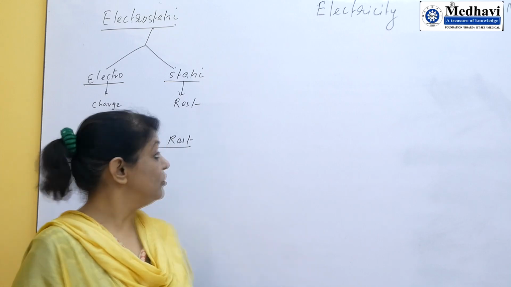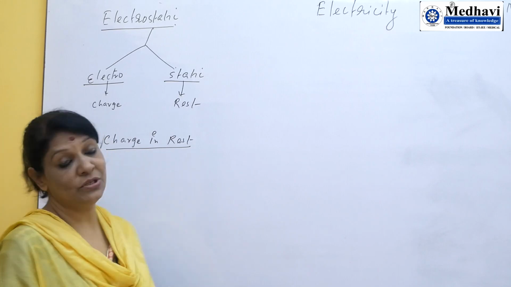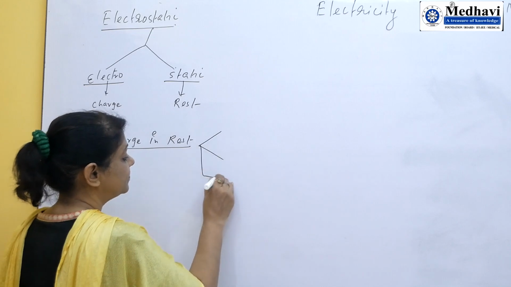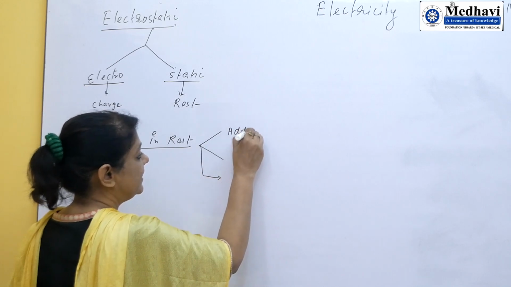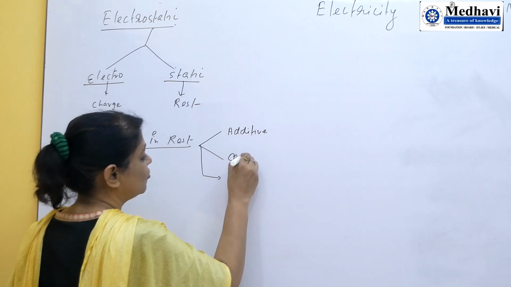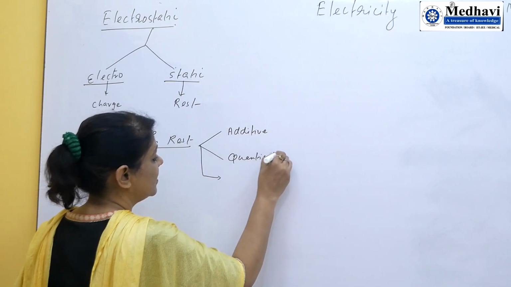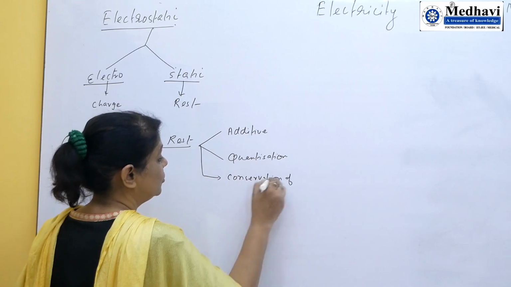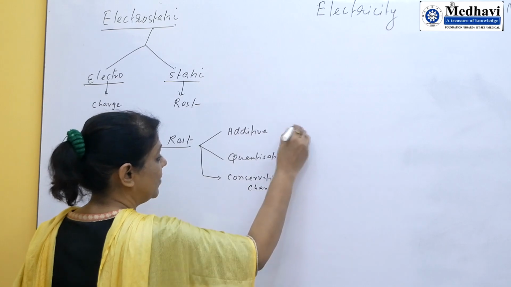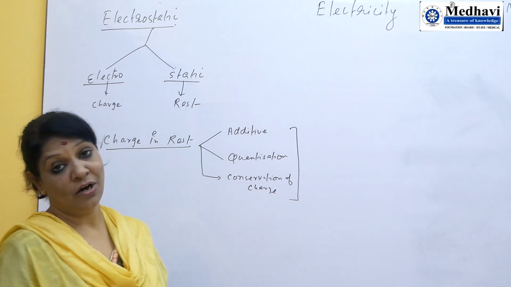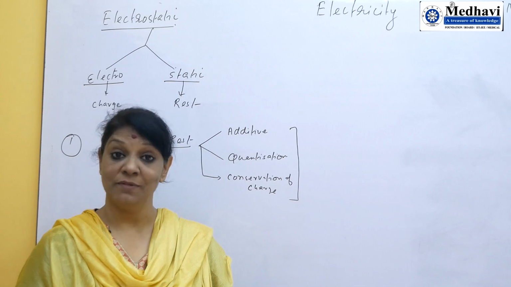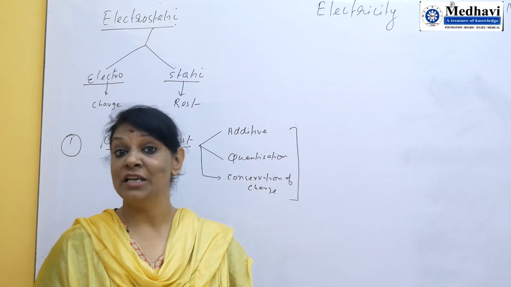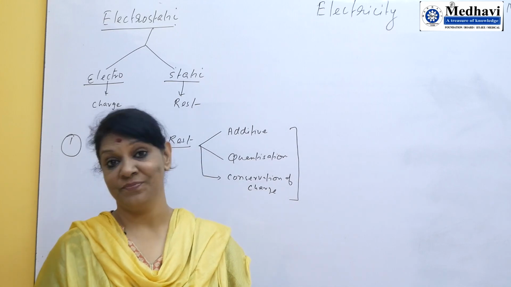But before that, we need to know that in this branch we have to study charge in rest, and there are some properties of the charges, like charge is additive in nature, charge is quantized, and quantization of charge is conserved, that is conservation of charge. So there are three important properties of charge, and due to this, a new branch of physics, that is electrostatic, has developed.